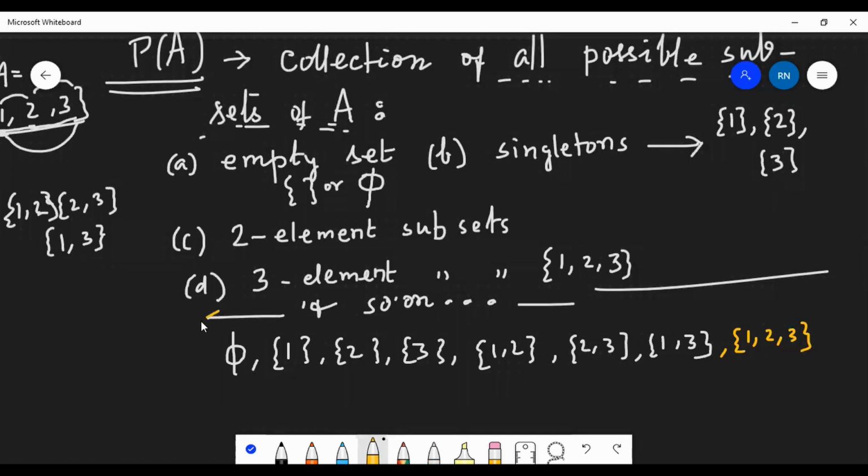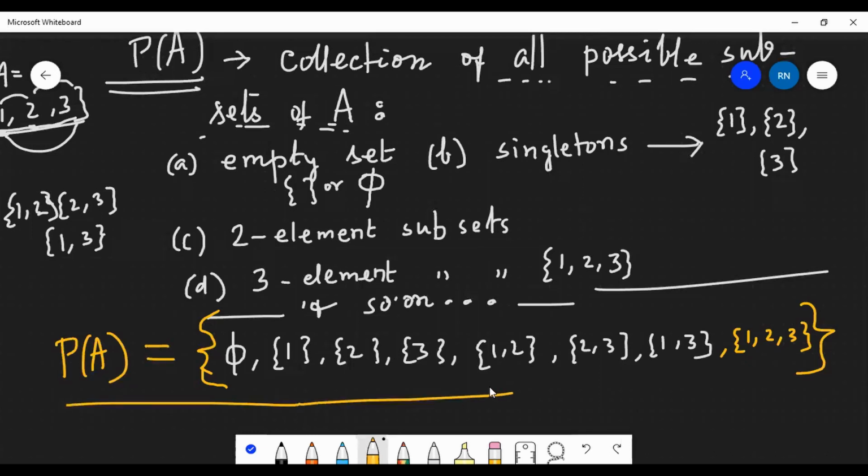Now you form a new set out of these 8 elements and you call this set the power set of A. So I think you follow.